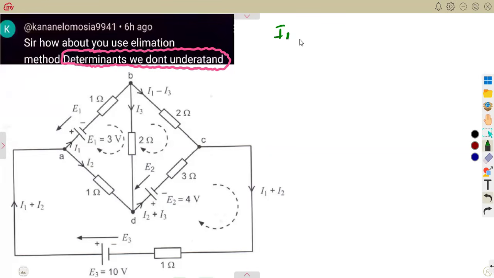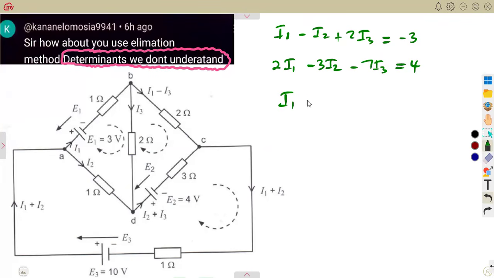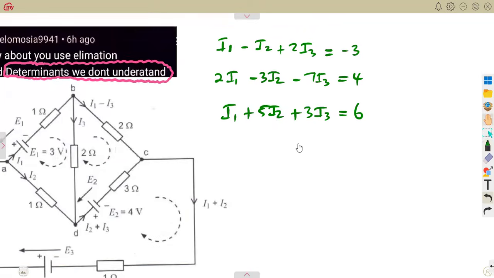If you still remember, when we formulated these equations, we are given i1 minus i2 equal to -3. We are also given 2i1 minus 3i2 minus 7i3 is equal to 4. Also, you were given i1 plus 5i2 plus 3i3, which is equal to 6. So these were the three equations that you were given.